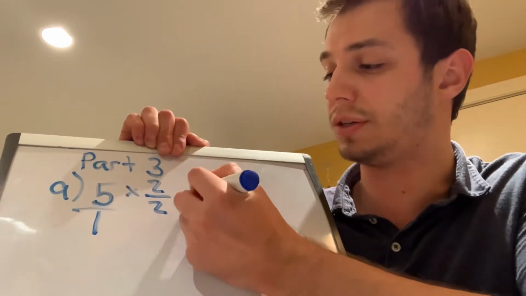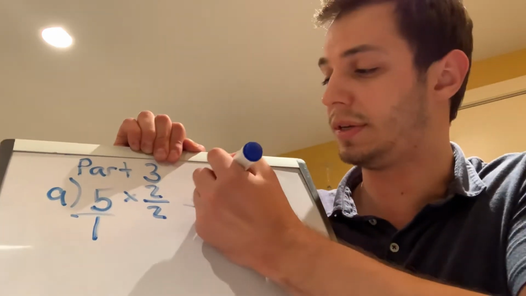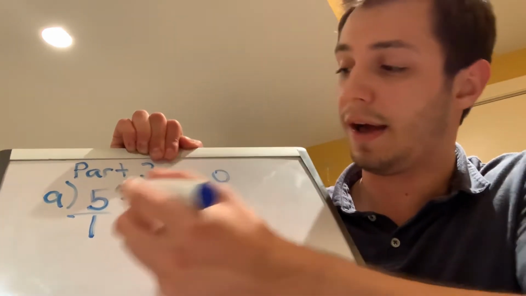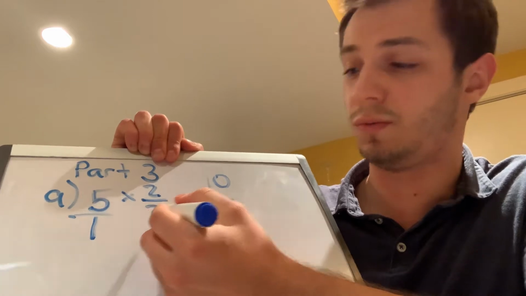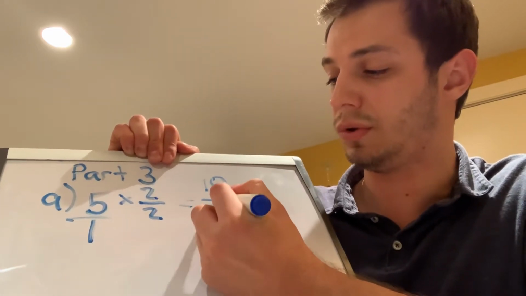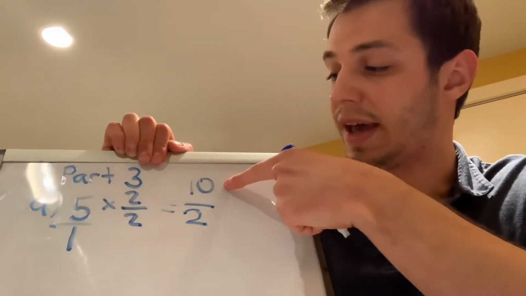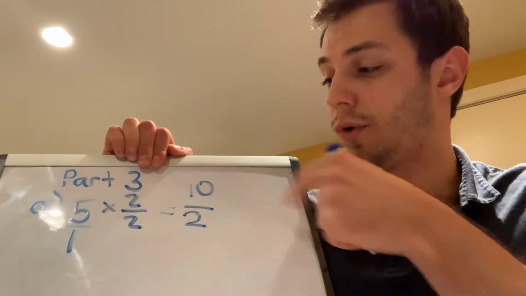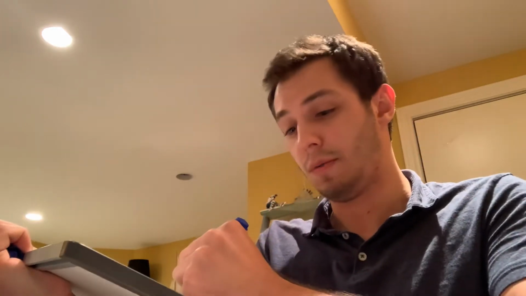5 multiplied by 2 will give me 10. And then 1 multiplied by 2 will give me 2. So my fraction will be 10/2. For part B, I have the fraction 3/3 multiplied by the whole number 9.